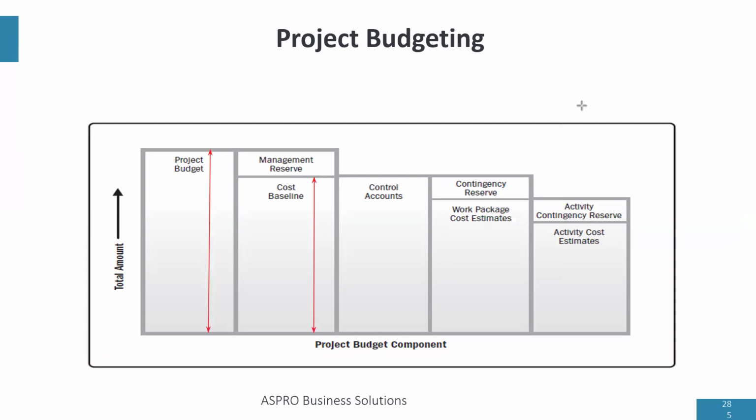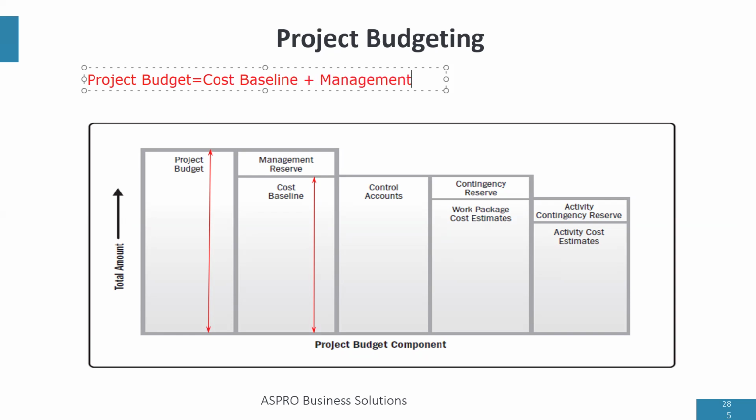Why is this? Let me write another formula. This formula is for the entire project budget. Project budget is equal to cost baseline plus management reserve. Okay, that's what this is. The cost baseline plus management reserve.